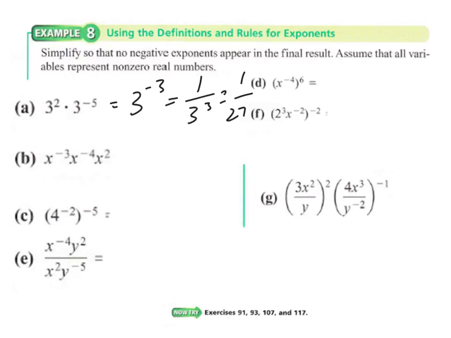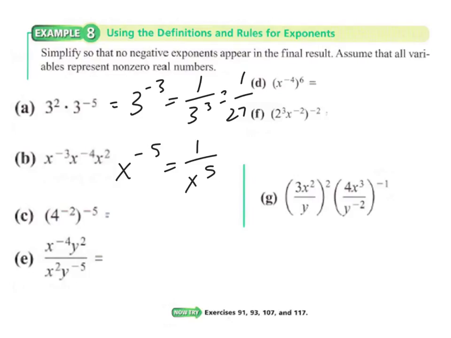Next one, we can add the exponents together: negative 3, negative 4, and 2. So it would be negative 7 plus 2, so it would be negative 5. Of course, we don't leave any negative exponent there, so 1 over x to the 5th.